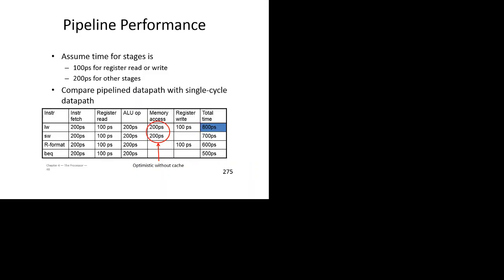So let's go through one of the MIPS instructions, like a load word. How much time does it take in each of these stages, in picoseconds? So load word is basically almost 200 all the way across, except for register read and register write. So the total time is 800 picoseconds.